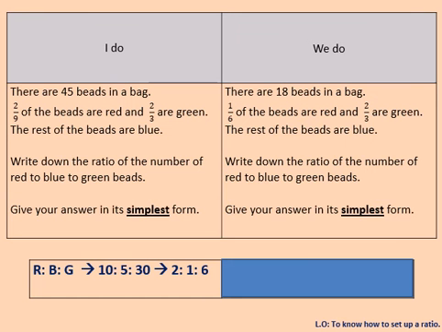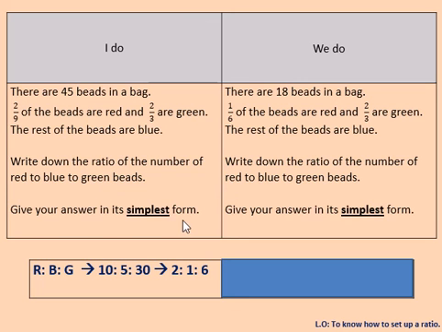Okay, so for the first I do and we do, we're setting up a ratio, remember. So the question says there are 45 beads in a bag. 2/9 of the beads are red and 2/3 are green. The rest of the beads are blue. Write down the ratio of the number of red to blue to green beads. Give your answer in its simplest form.